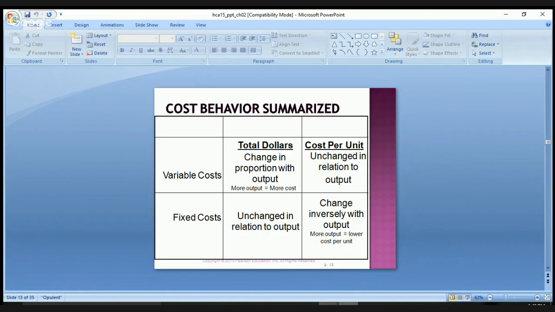All right, and then fixed costs: your total dollars are unchanged in relation to the output, but the cost per unit changes inversely with the output, meaning basically the more you produce, the smaller the cost per unit is going to be. Okay? Any questions on that?